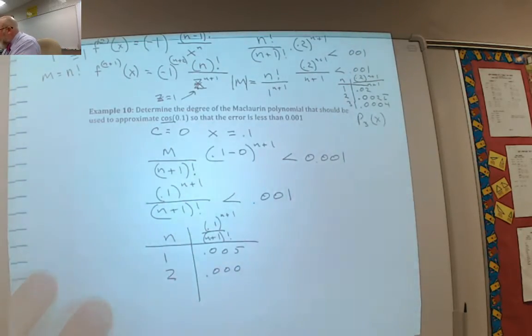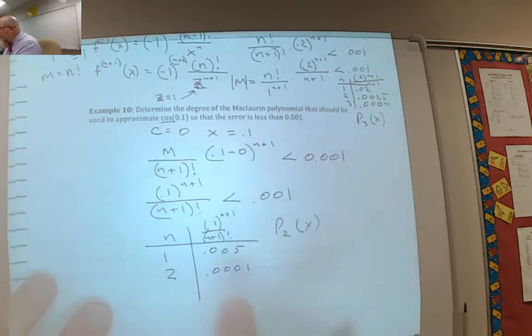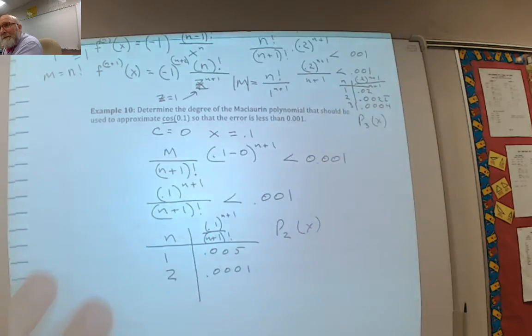1 over 6, how many zeros? 3, and then you get a 1. Well, that's all I need, right? Because that's less than this. So I just got to go to P of 2, and I'm within that. Does that make sense now?